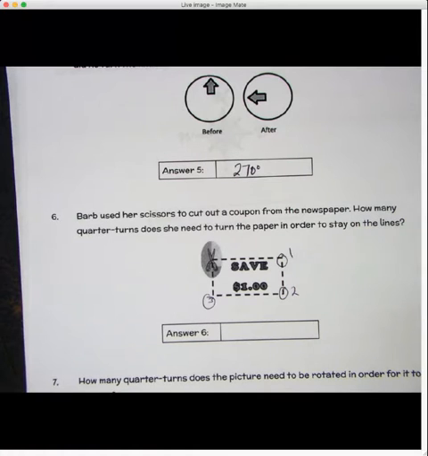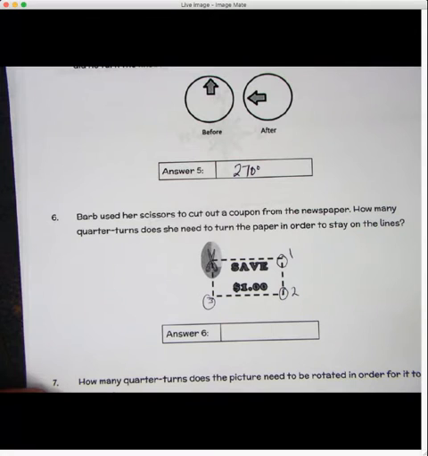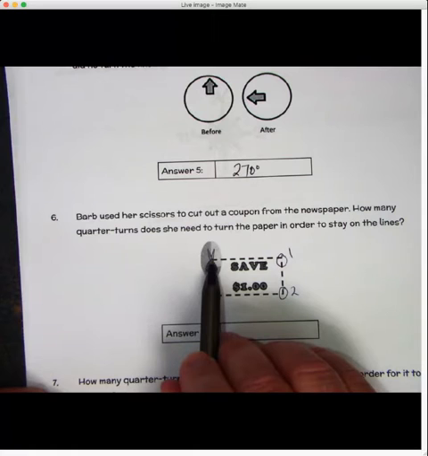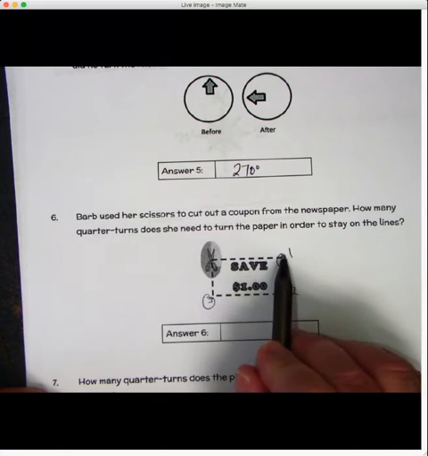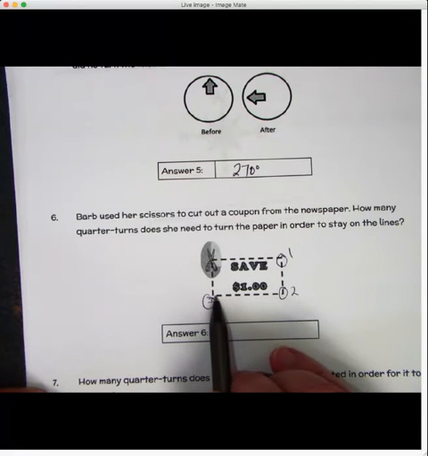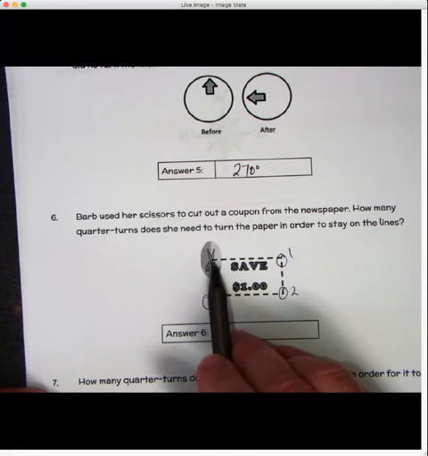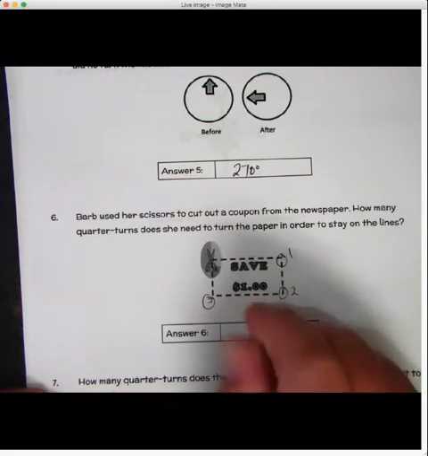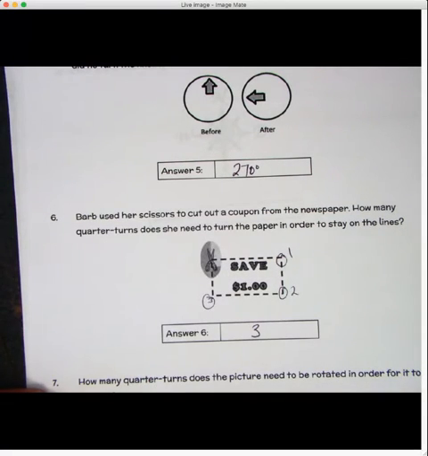Let's read the question again. Barb used her scissors to cut out a coupon from the newspaper. How many quarter turns does she need to turn the paper in order to stay on the lines? Well, again, if she starts here, she's going to have to turn it here. So there's 1. She's going to have to turn it here. There's 2. She's going to have to turn it here. There's 3. So I'm thinking the answer is 3 turns because she's got to start there, okay?